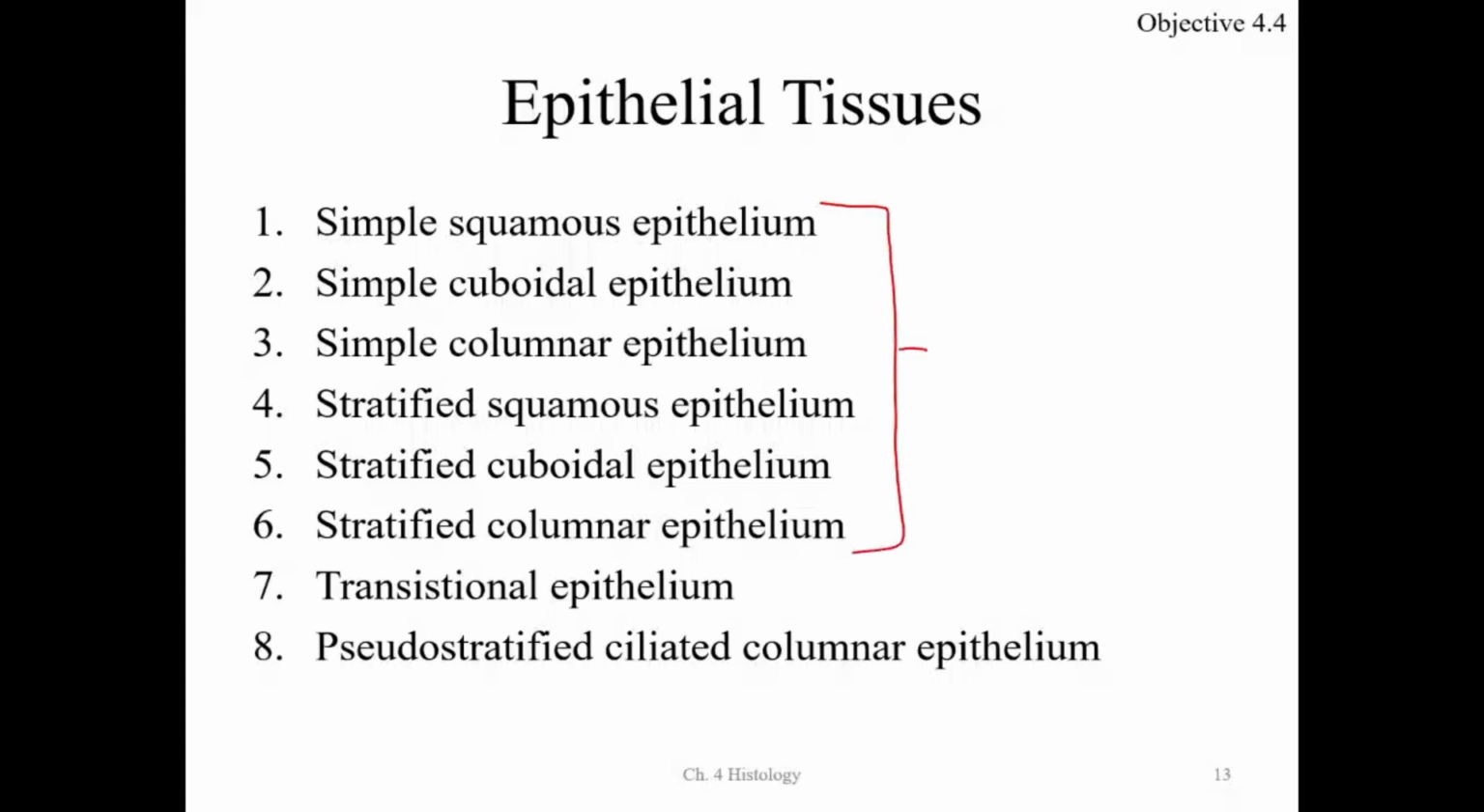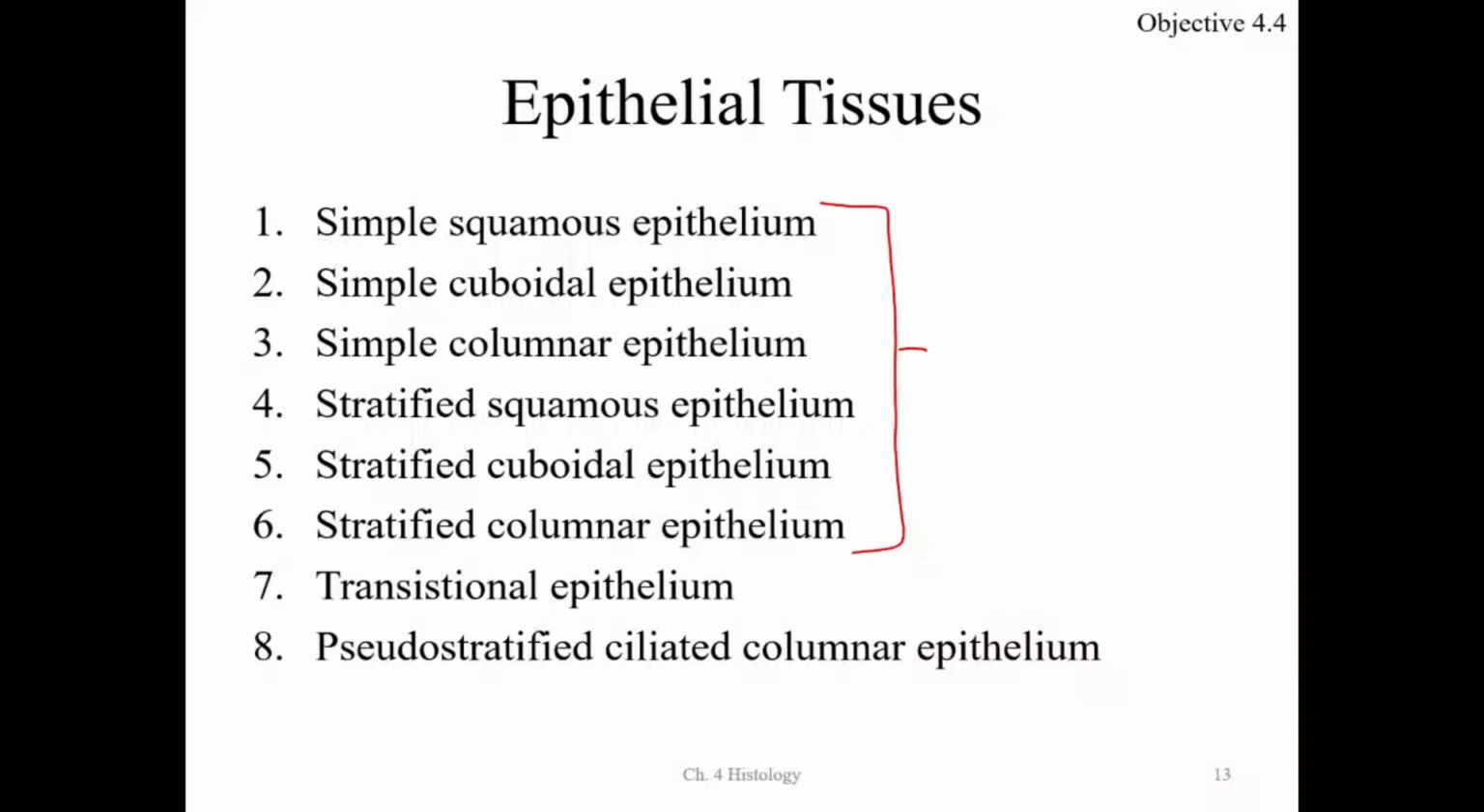Okay? What we do, we look first at the number of layers, and secondly, the shape of the cells that are on top. Okay? So if it's one layer, then the cells on the top are the only cells. So we can be simple squamous, simple cuboidal, simple columnar. Good. We can be stratified squamous, stratified cuboidal, stratified columnar. Good. We get these 2 tissues that don't match these rules, and that is transitional epithelium and pseudostratified ciliated columnar epithelium.